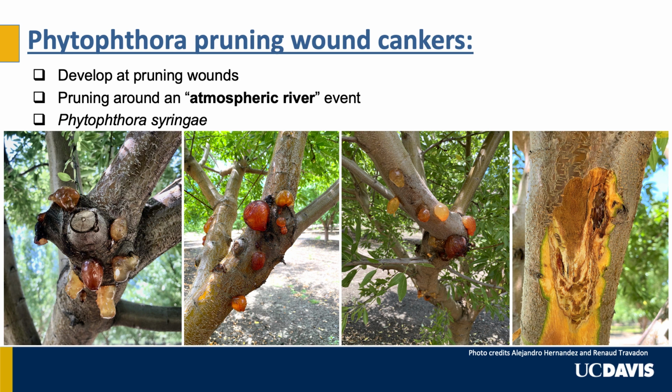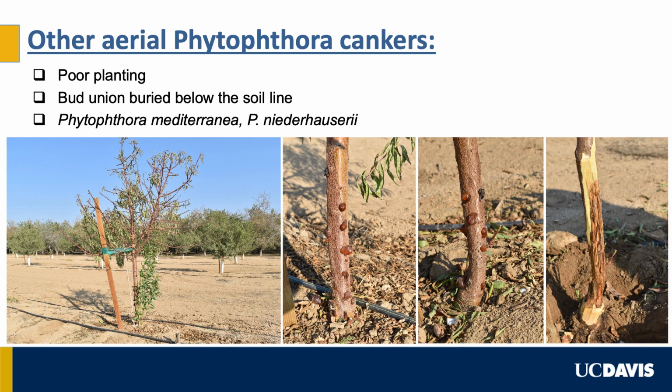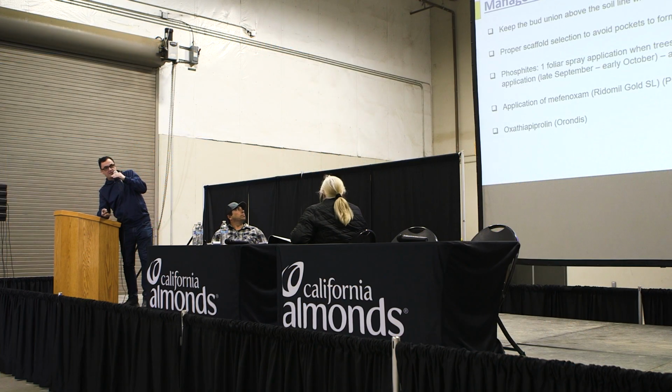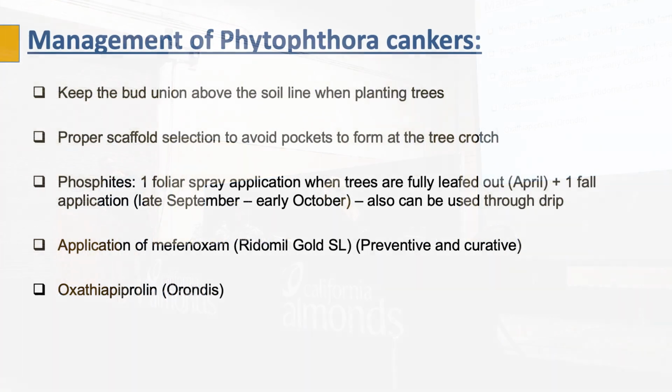So what you do when you have a Phytophthora infection, I'll get into that, but quickly, you see Phytophthora also when you have poor planting. If you have your bud union buried under the soil line, that's where Phytophthora resides, and so you can have an infection making its way up the trunk and killing the tree really rapidly. But for management of Phytophthora canker in general, we got good results from phosphite products.